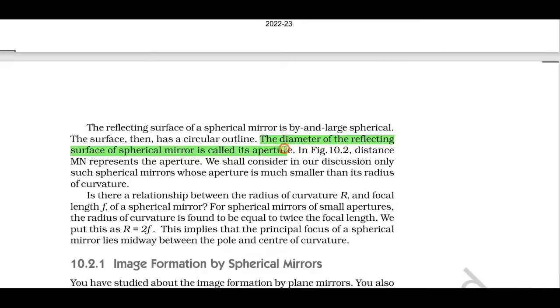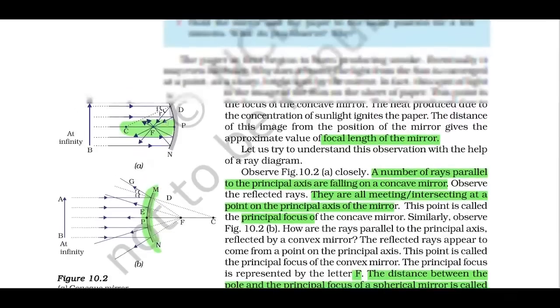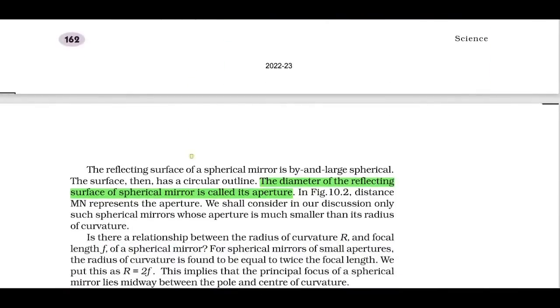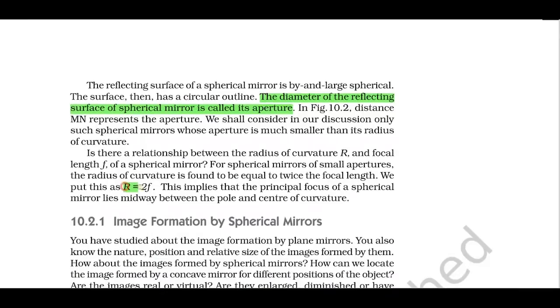The diameter of the reflecting surface of the spherical mirror is called its aperture. The distance MN is the aperture. There is a relationship between the radius of curvature and the focal length: R equals 2F. Based on this, you can expect a 1-mark numerical. The radius of curvature is twice the focal length, R equals 2F.